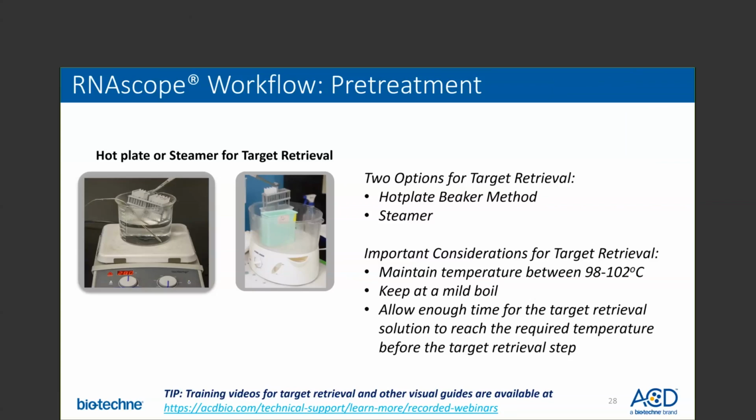Lastly, please allow sufficient time for the target retrieval to reach temperature. This usually takes 20 to 30 minutes. It is important to plan ahead so that by the time you have reached the target retrieval step of your protocol, the solution is already between 98 to 102 degrees Celsius.